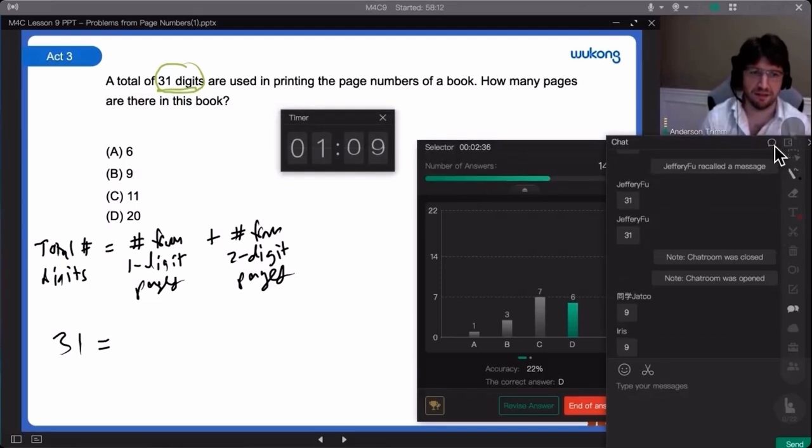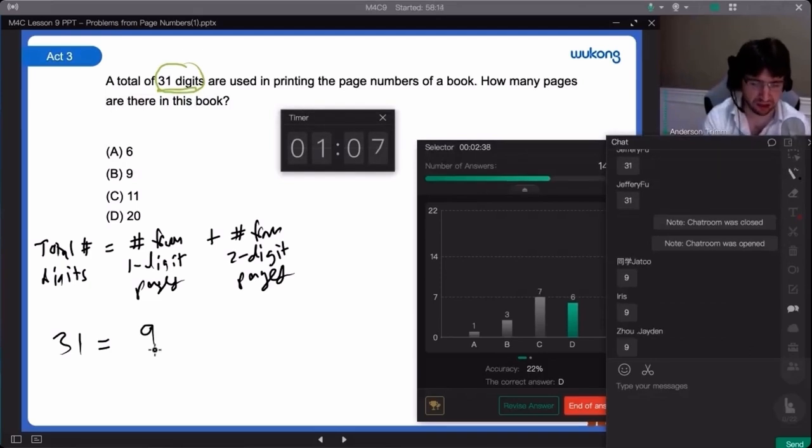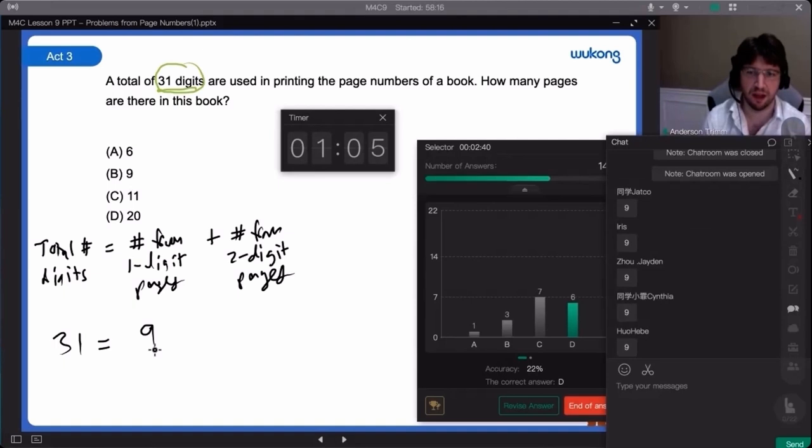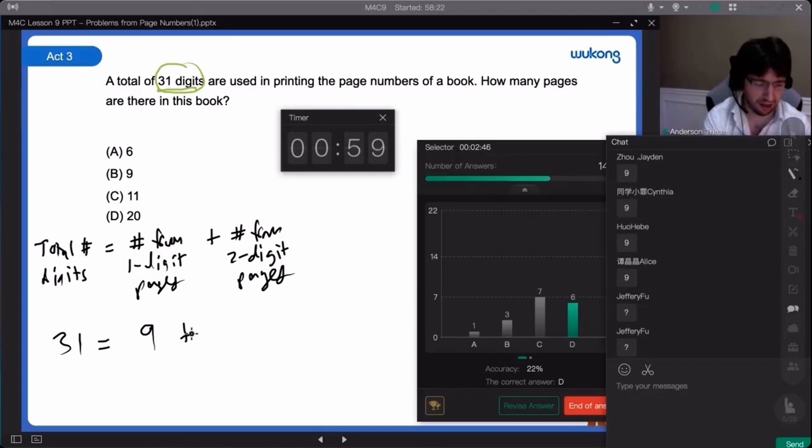9, very good. So there's 9 1-digit pages. They all have 1 digit. That gives us 9. All right, so what I'm going to do is I'm going to call the number of 2-digit pages n, and then there are 2 digits from each of those. So we have twice the number of 2-digit pages.